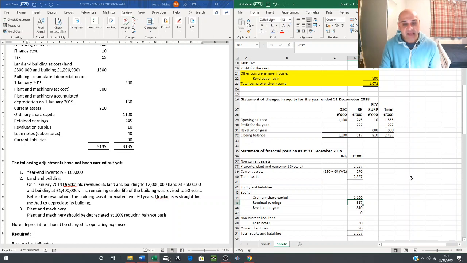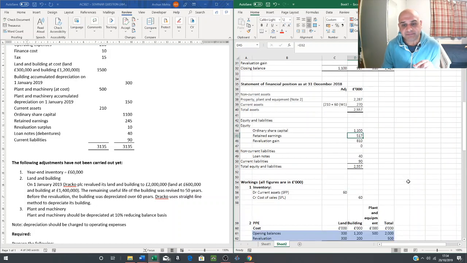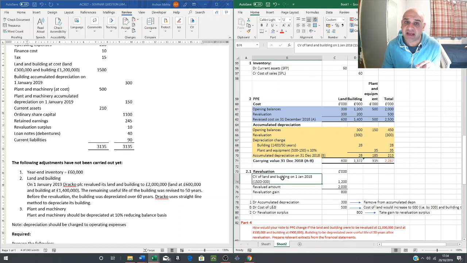Good. So yes, let's quickly recap. If you have a revaluation affecting your property, plant and equipment, you need to find out the carrying value of those assets on the date of revaluation, what the revalued amount is. That will give you revaluation gain. Write off all the depreciation, remove them. Okay, remove that existing depreciation.